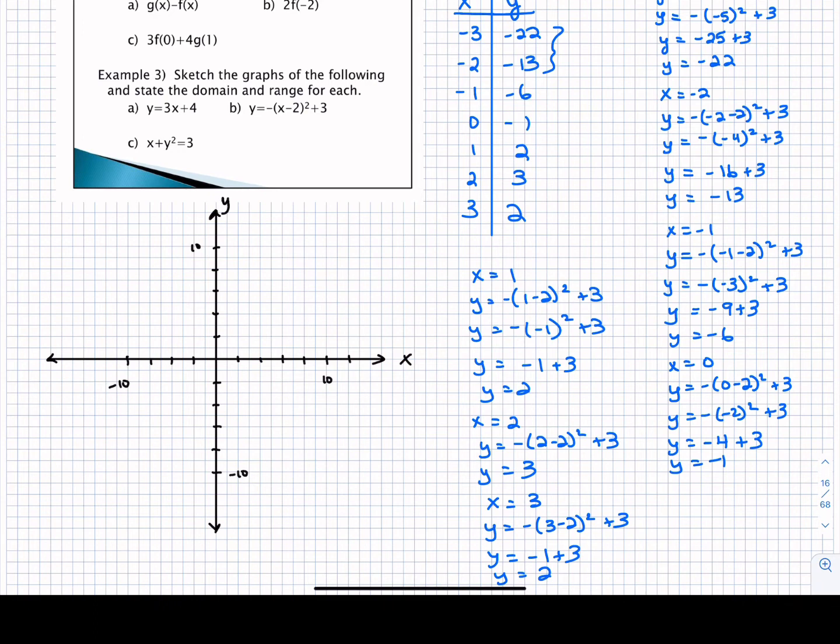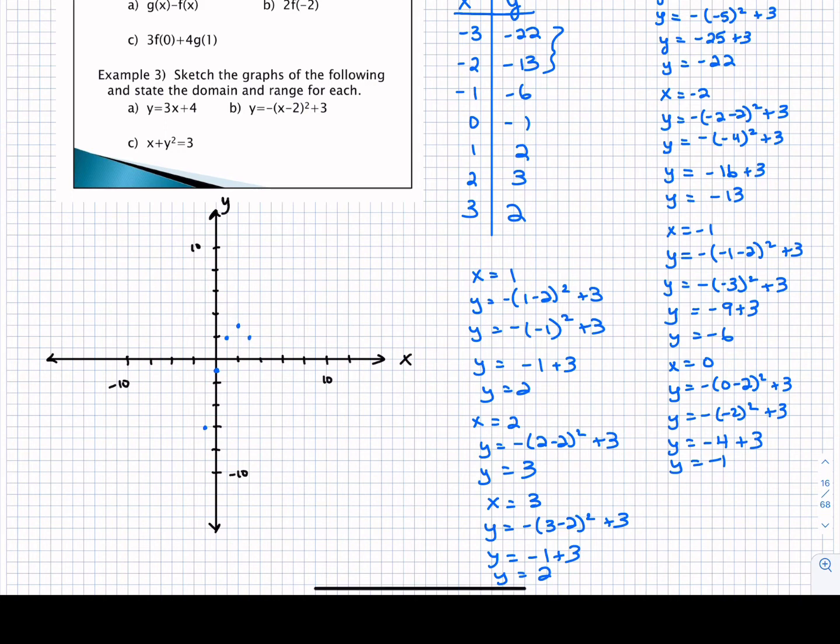So the first ordered pair I actually want to graph is negative 1, negative 6. So when x is negative 1, I'm just going to switch colors here. My y value is negative 6. So there's our first point. Then we have 0, negative 1. So when x is 0, y is negative 1. We have the coordinate 1, 2. So when x is 1, y is 2. Then we have 2, 3. So when x is 2, y is 3. Then we've got 3, 2 again. So when x is 3, y is 2.